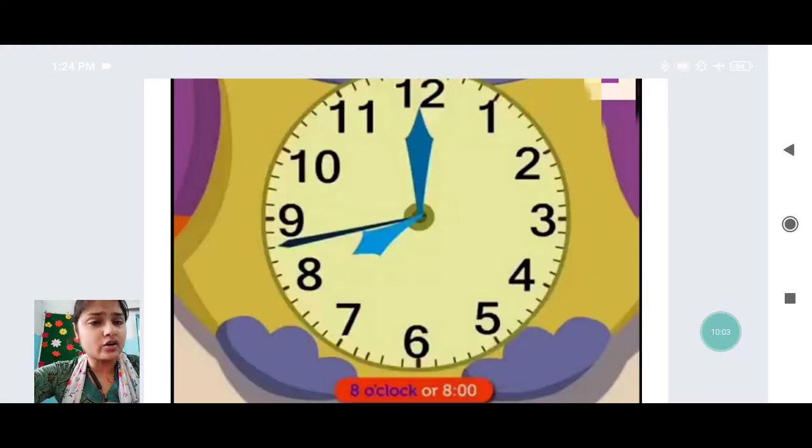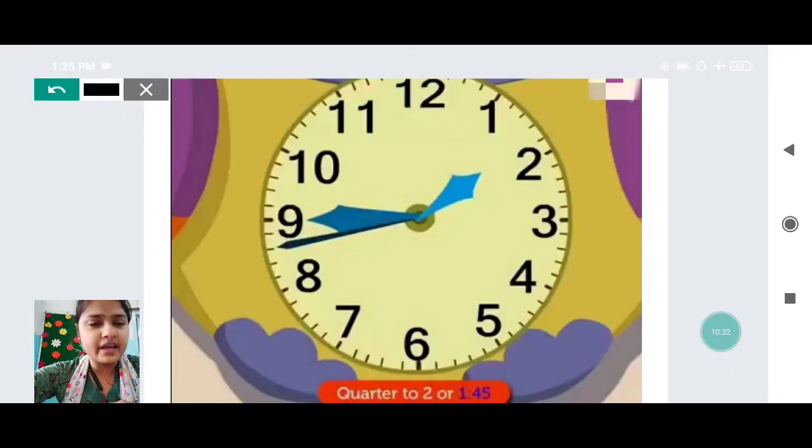Now, how to read the clock? When the hour hand is on 8 and the minute hand is on 12, it means it is exactly 8 o'clock, or we can say 8. We can write it in two ways: either you write 8 o'clock, as it is written downside, or you can write 8. Both are correct.